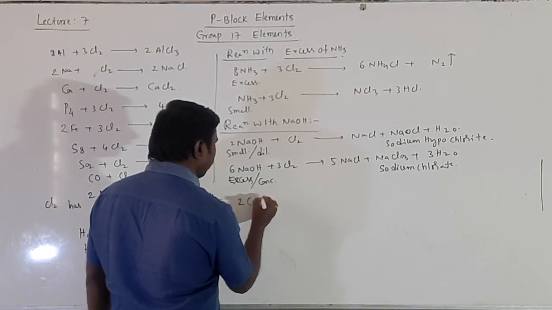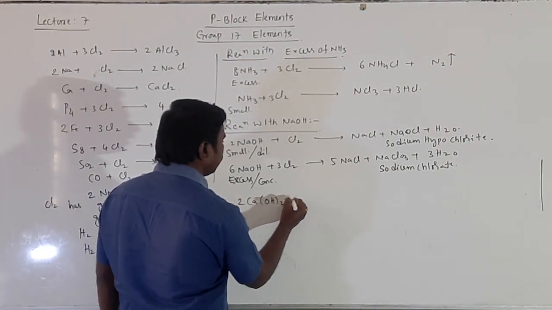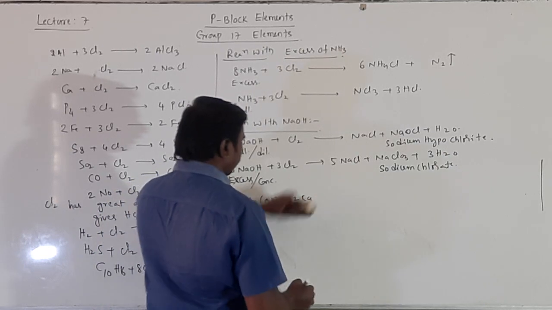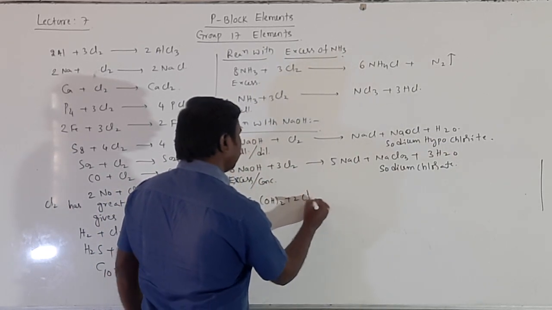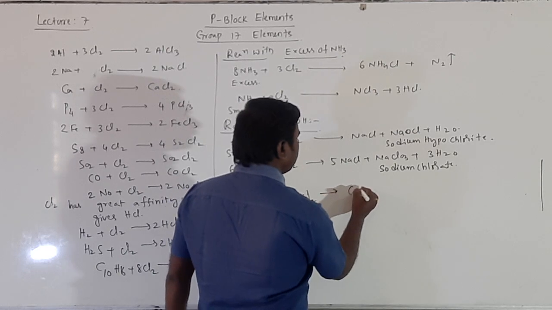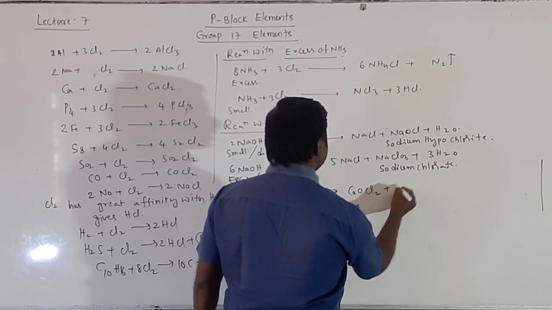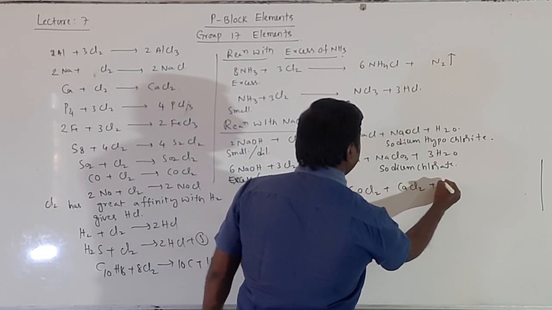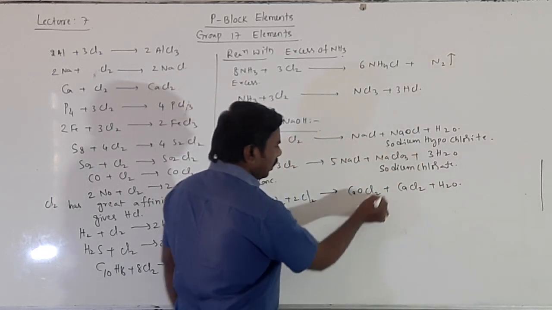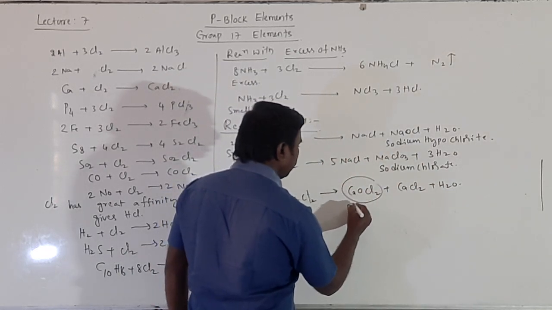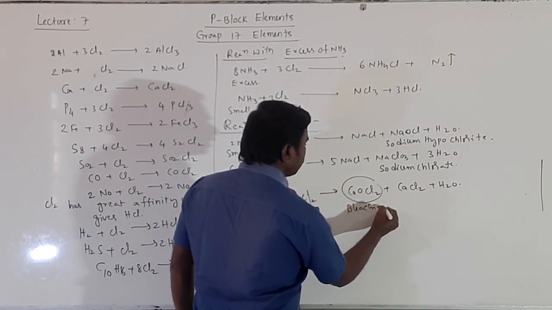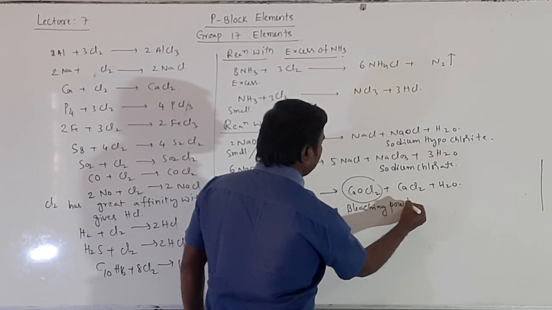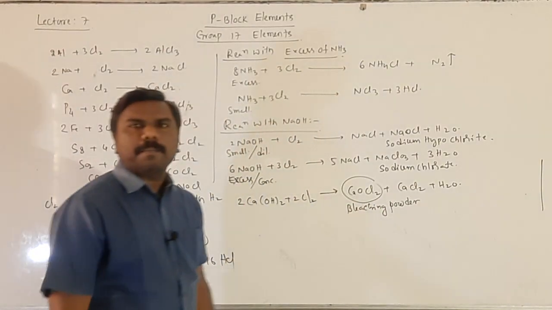Next, reaction with calcium hydroxide. So 2 moles of calcium hydroxide reacts with 2 moles of chlorine, then gives rise to CaOCl2 plus CaCl2 plus H2O. This is called bleaching powder. CaOCl2 is called bleaching powder.